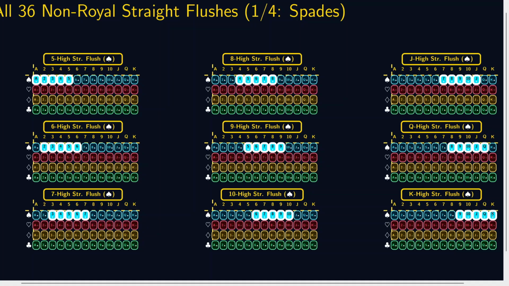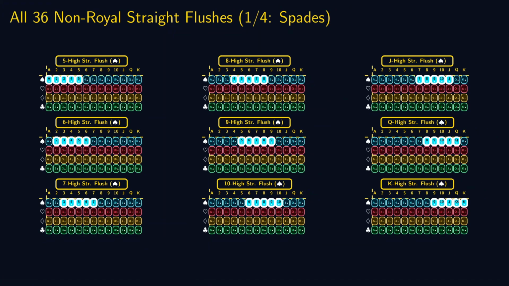Columns 9, 10, Jack, Queen, and King, all in the spades row. 9 of spades, 10 of spades, Jack of spades, Queen of spades, King of spades. That is all 9 spades straight flushes.